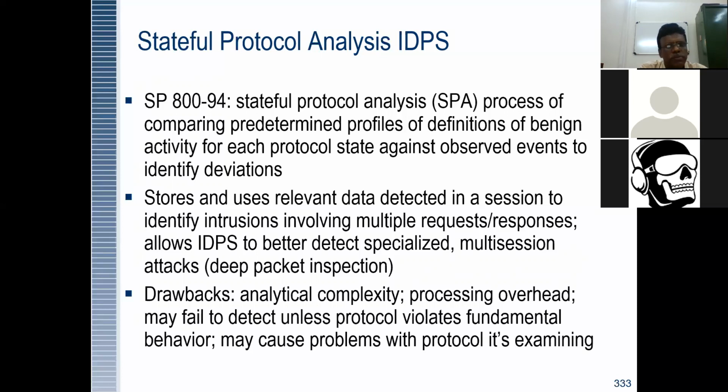Processing overhead is another drawback, because once it comes to the market, to the business level, the vast flow may fail to detect unless the protocol violates the fundamental behavior. The chances of identifying a clear picture of the flow with the help of protocols are low if the protocols themselves are violated and cannot capture the fundamental behavioral activities. Then the complexity keeps on increasing.